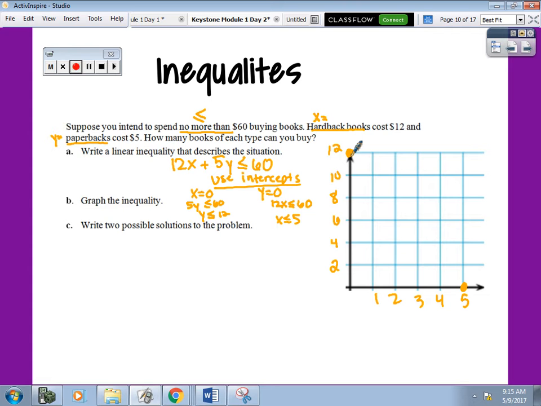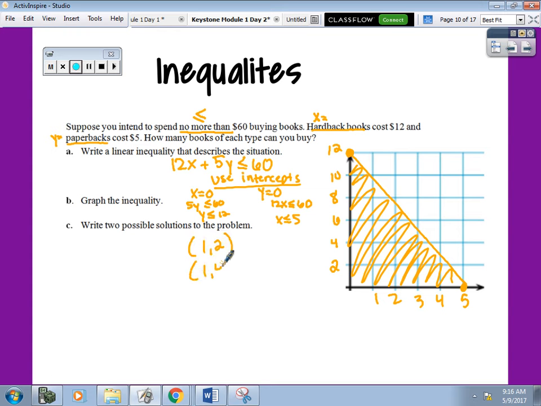Now remember, when you graph an inequality, you could use a solid or a dashed line. Since this one has an equal bar, I will use a solid line. And then I will shade appropriately. It was a less than or equal to. So I would shade underneath the line. And then it asks you to write two possible solutions. That's anything in the shaded region. So for example, 1, 2, and 1, 4. But there's lots of possible answers for that.